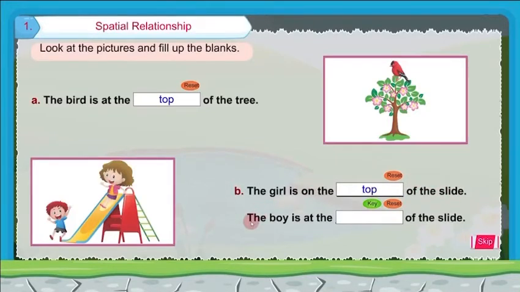Next sentence is the boy is at the dash of the slide. Now where is the boy? He is at the bottom. So the boy is at the bottom of the slide. This is about top and bottom, children. I hope you understood this.